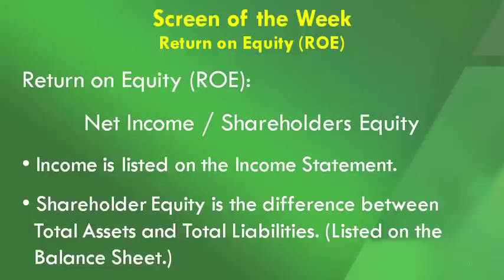All right, give us the definition first off for ROE. Well, first off, return on equity shows how much profit a company is making on its shareholder equity, which includes reinvested earnings. So check this out. Return on equity is simply net income divided by shareholders' equity. Now, the income portion of this equation is listed on the income statement, and the shareholder equity portion is the difference between total assets and total liabilities. That item is listed on the balance sheet.